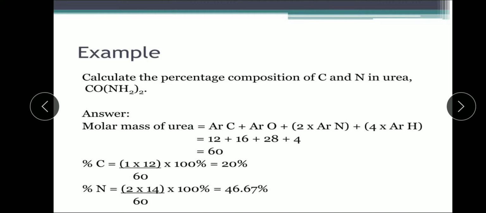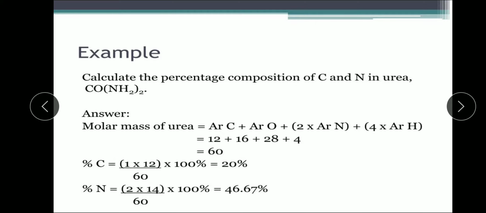Molar mass of urea is the atomic weight of carbon plus atomic weight of oxygen plus 2 nitrogens, so 2 into atomic mass of nitrogen, plus 4 hydrogens, so 4 into atomic weight of hydrogen. Atomic weight of carbon is 12, oxygen is 16, nitrogen is 14. Nitrogens are 2, so 14 times 2 is 28, plus hydrogen weight is 1, 4 hydrogens, so 4 into 1 gives 4. Total weight gives the molecular mass of urea as 60.